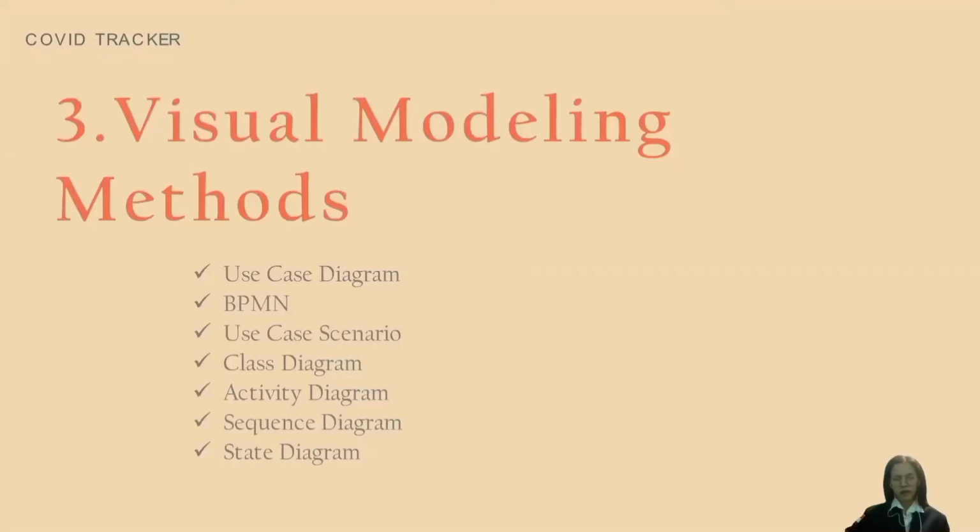Okay, next, number 3, visual modeling methods. In modeling it, we use the following methods. First, use case diagram. Second, BPMN. Third, use case scenario. Fourth, class diagram. Fifth, activity diagram. Sixth, sequence diagram. And the last, state diagram. We use this modeling to describe how the software system, both web and mobile version, will work, so that there will be a flowchart to explain each of the features in the software.